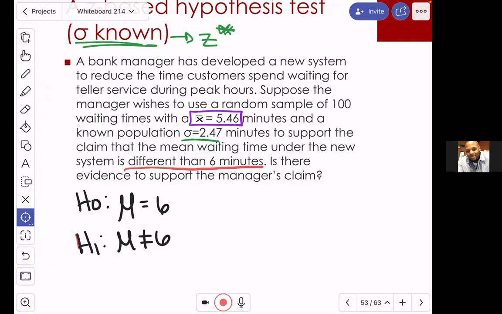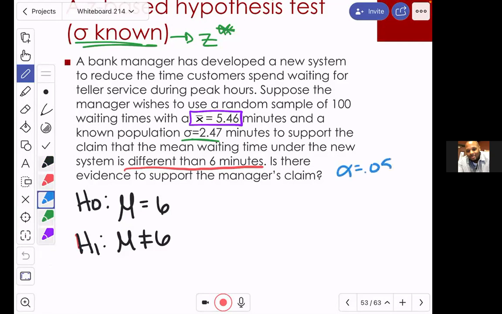So here's how this works now. If I want to find evidence to support the manager's claim, I need an alpha level. If an alpha level is not given, the general default level is 5%. So we generally let alpha equal 0.05 if one is not given.